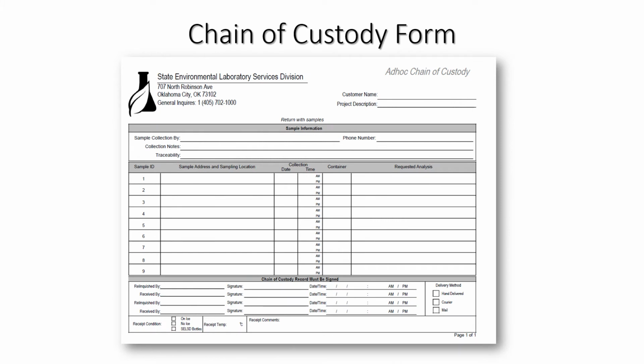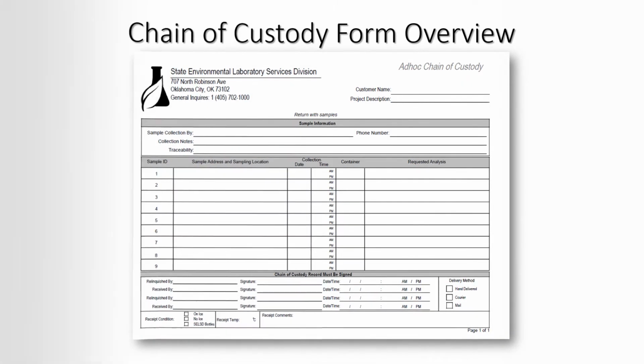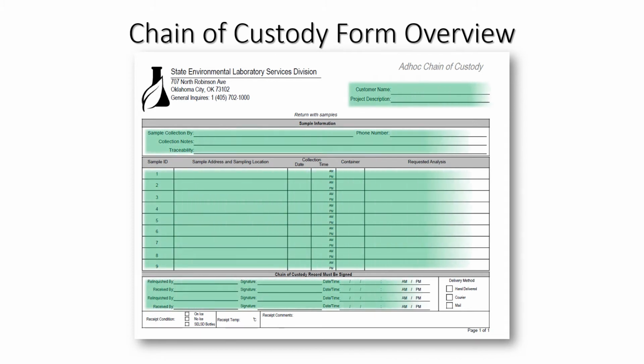Here is a completely blank chain of custody form, also known as an ad hoc COC, printed from our website. You will need to fill this out before, during, and after collecting samples. The areas indicated in green will be information that you, the customer or sampler, will need to complete. We will cover these areas in the next few slides. The areas in red are for lab use only.